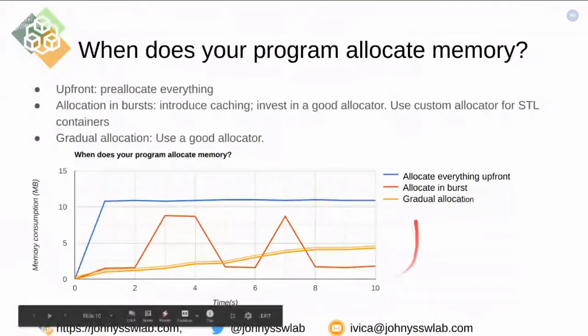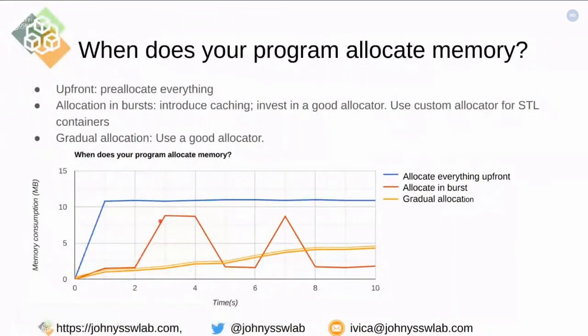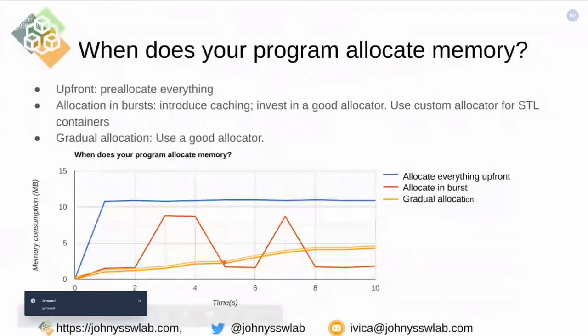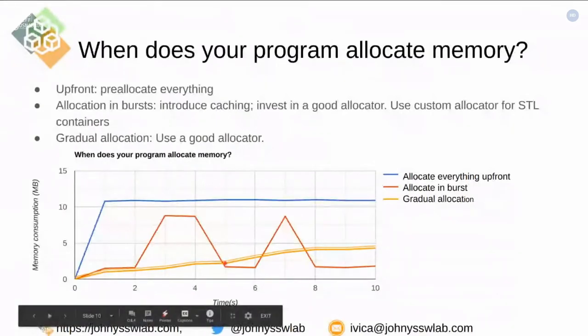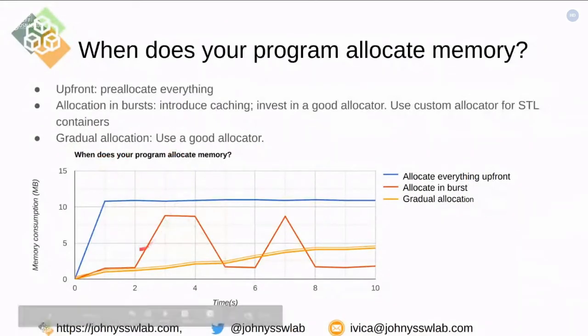How do you solve the problem of memory allocation in this case? If you pre-allocate everything, you don't have any problems. If you do allocation in bursts, then you can introduce caching. What caching means is that you don't return the memory back to the allocator. You keep it around for some time, because then you can reuse it fast. In case you have a gradual allocation, then you need to find a good allocator.